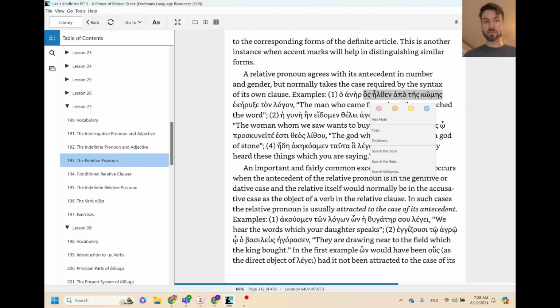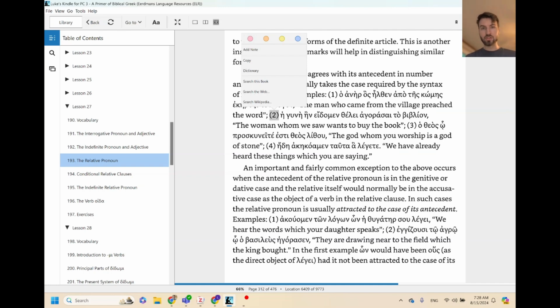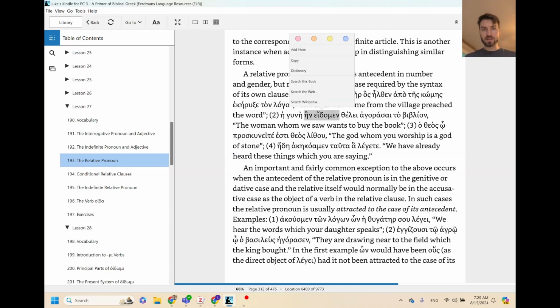Okay, that's different from the second example here. So the woman whom we saw wanted to buy the book. So here's our relative, and it's modifying woman. The woman wanted to buy the book, so you can read right over it, but it's giving us extra information about the woman, and it is feminine singular because woman is feminine singular. But notice here, woman is in the nominative. Woman is nominative because it's the subject of thele. The woman wants.